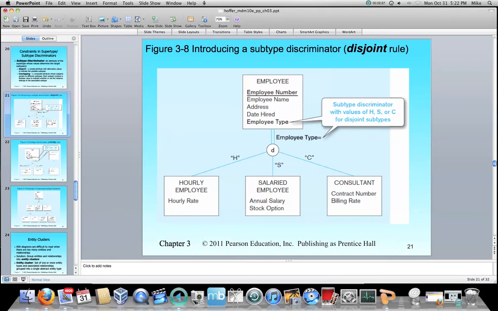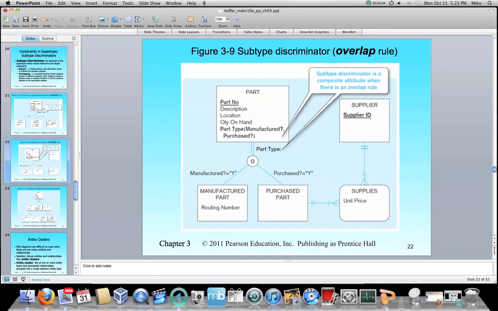It's either going to be H to denote that this employee is an hourly employee, S to indicate that this is a salaried employee, or C to indicate that this is a consultant employee. Remember, this is a disjoint rule, so that means the employee has to be one of these, but not multiple of these.